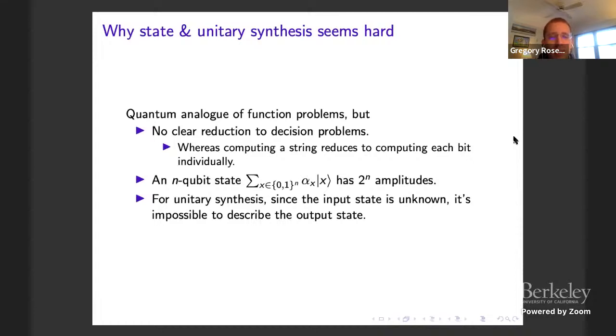Second, an n-qubit state has 2 to the n amplitudes, which in some sense makes it an exponentially more complex object than a string. And finally, in the case of unitary synthesis, because we don't know what was in the input register, it's impossible to even give a classical description of the output register, regardless of any complexity constraints.